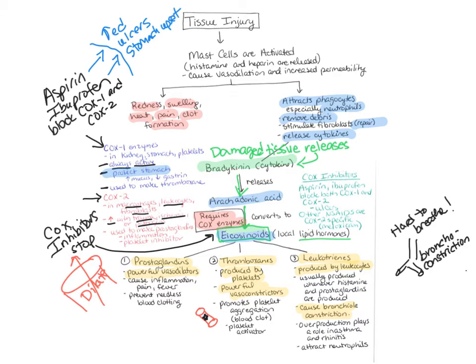There are other NSAIDs out there, non-steroidal anti-inflammatories, like meloxicam, and they're specific and will only block COX-2 enzymes. So now they're just blocking COX-2 enzymes, the ones that are increased with trauma, ischemia, and pathogens, but they're not blocking COX-1 enzymes, so you still have the protection of the stomach.